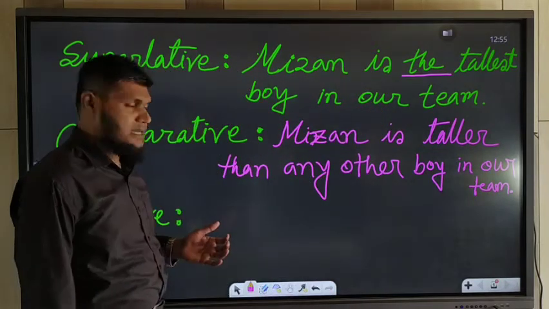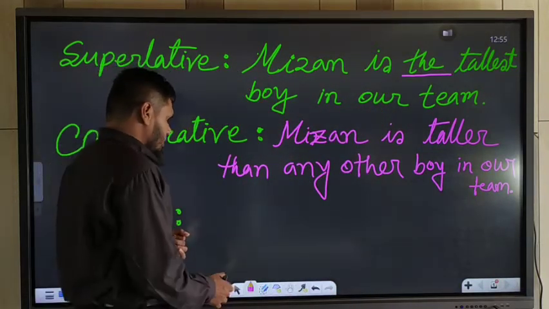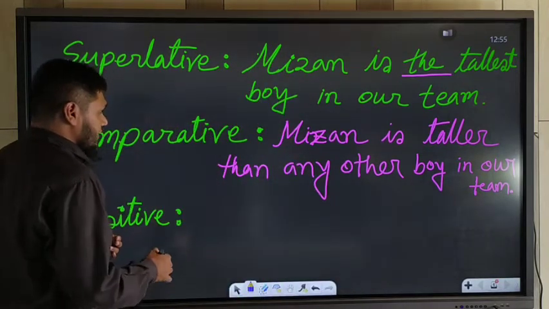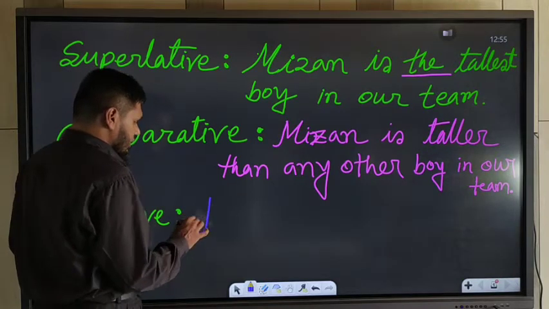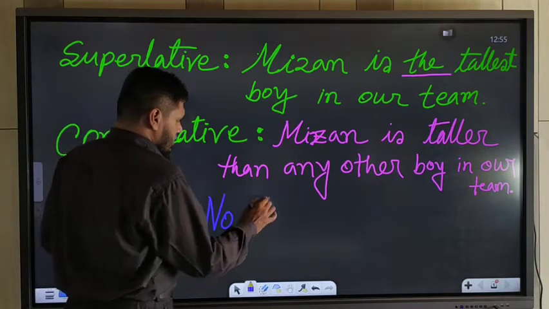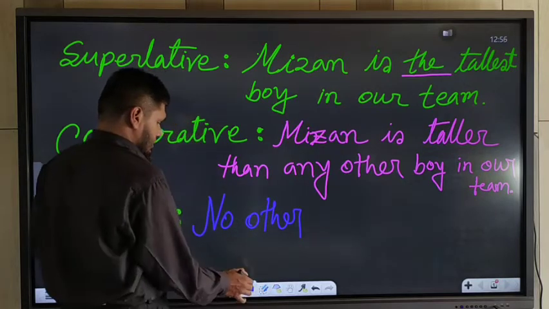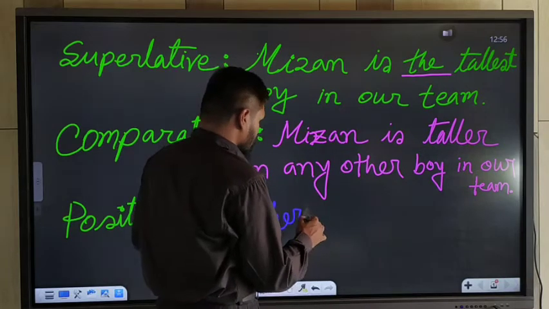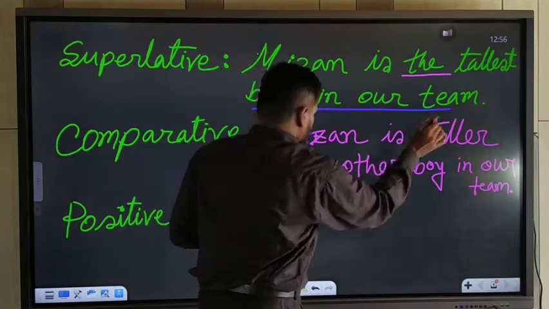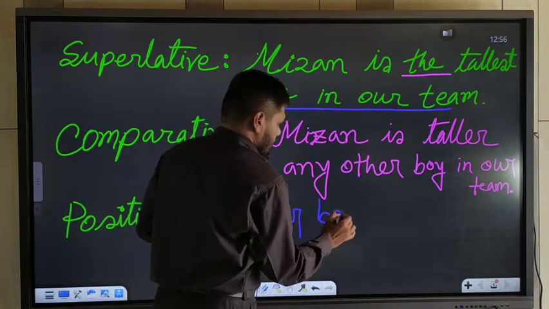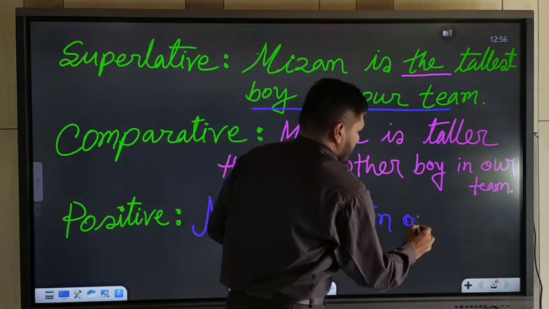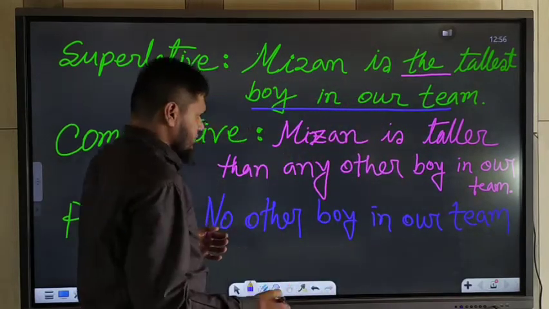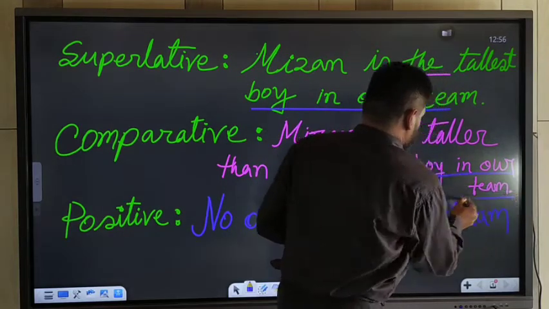Okay. It's very easy and simple. You know that. So if you want to change it into positive degree, that time you should use "no other" at first. No other. Then you should use the extension. No other boy in our team. You should use the extension part here.